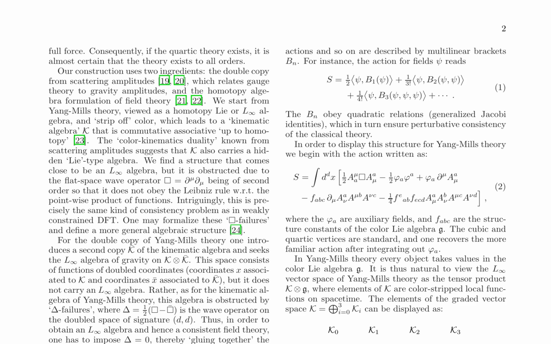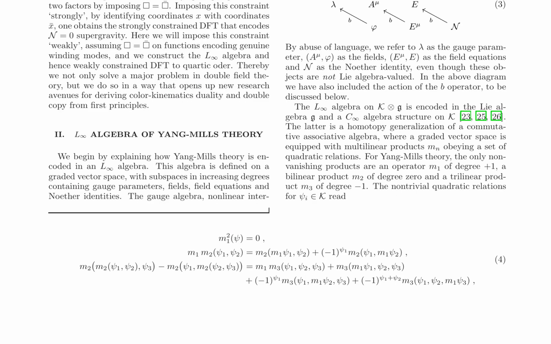This action exhibits quadratic relations, ensuring perturbative consistency of the classical theory. The L-infinity algebra is constructed on K ⊗ G, where K is a C-infinity algebra with a homotopy generalization of a commutative associative algebra structure. The non-vanishing products in this algebra are an operator M1 of degree +1, a bilinear product M2 of degree 0, and a trilinear product M3 of degree 1. These products satisfy quadratic relations, guaranteeing consistency.